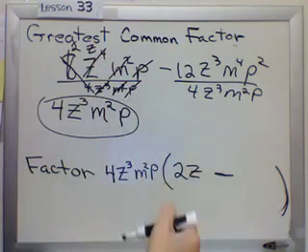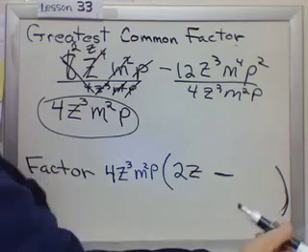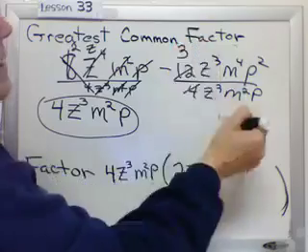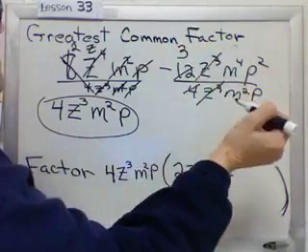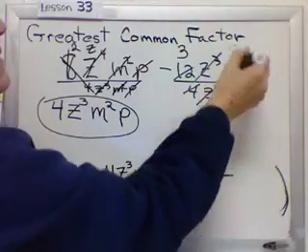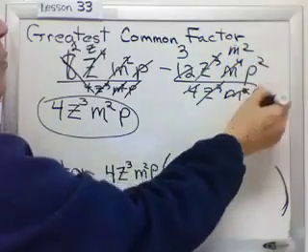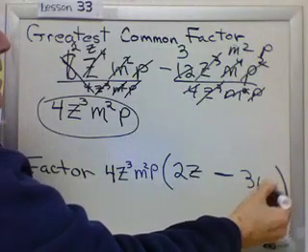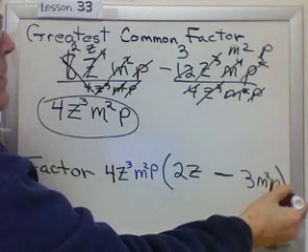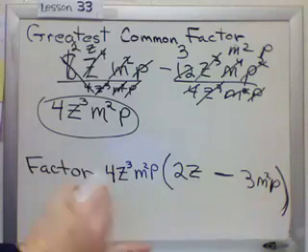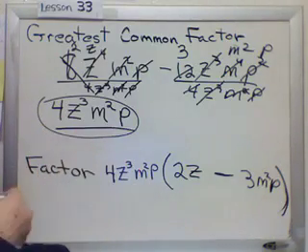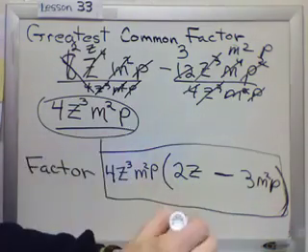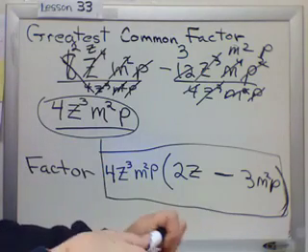All right, see if you can figure out the next part before I do. Stop the video, check it out. 4 goes into 12. 3. Both of those. 2 of these leaves m squared. 1 of these, p. So 3 m squared p. All right, that's the greatest common factor, and this is the answer in factored form. I bet you can do these on the homework. Good luck on lesson 33.